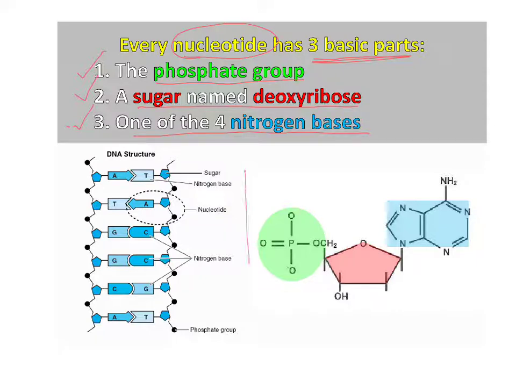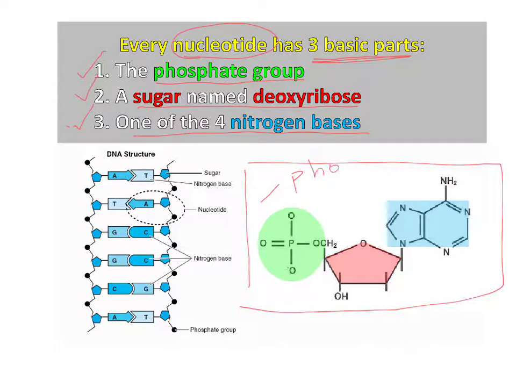This is what we're talking about right here. This is the phosphate group, the green thing. Okay, this right here is the sugar, the deoxyribose sugar. And this blue part right here is the nitrogen base. I'm going to just say nitro base because I'm running out of space on my screen.